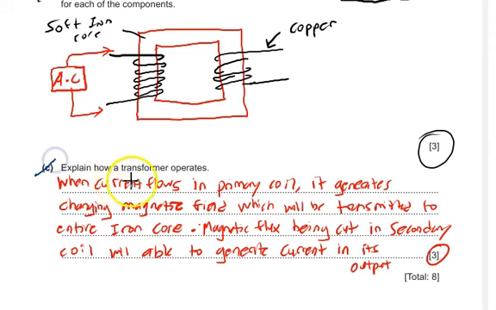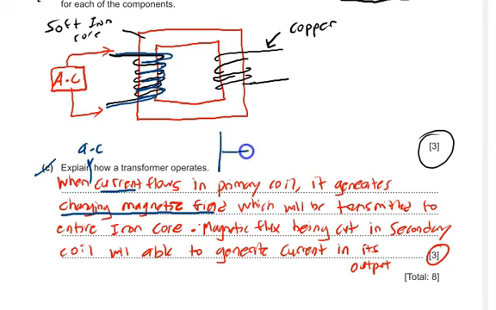So this is my explanation here. When a current flows in the primary coil, it generates a changing magnetic field because it is AC. We can add on here the AC current, because with AC you have a changing magnetic field which is positive, negative, positive, negative. So it always changes. So you'll be having a changing magnetic field which will be transmitted. So the magnetic field will be transmitted to the entire core of the transformer.